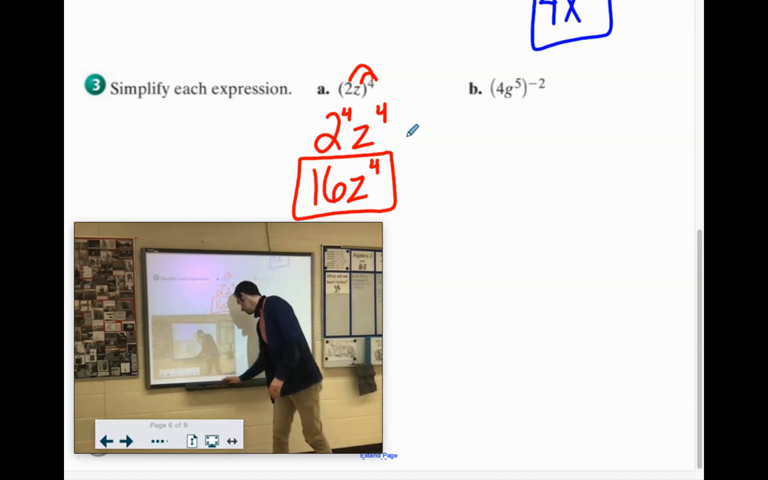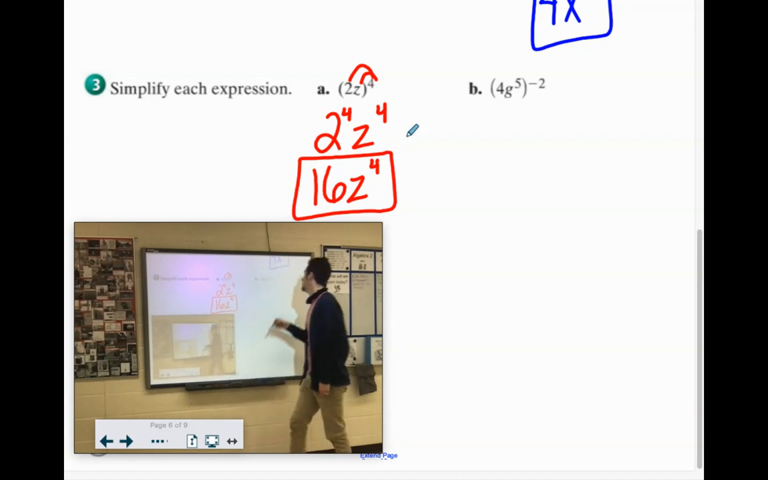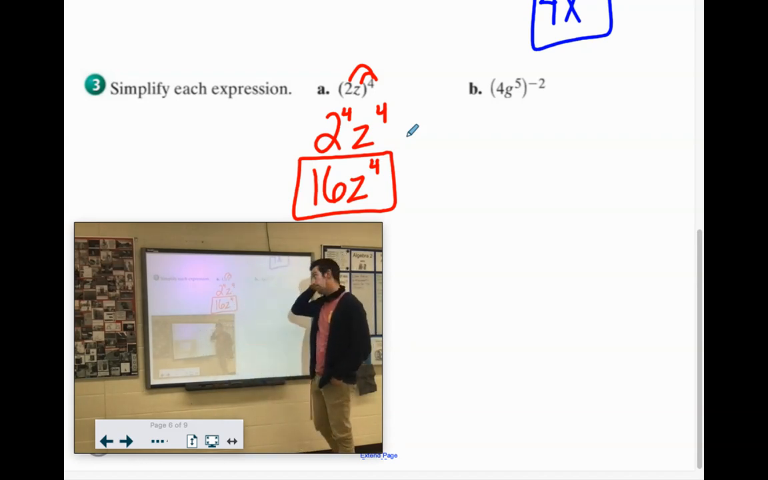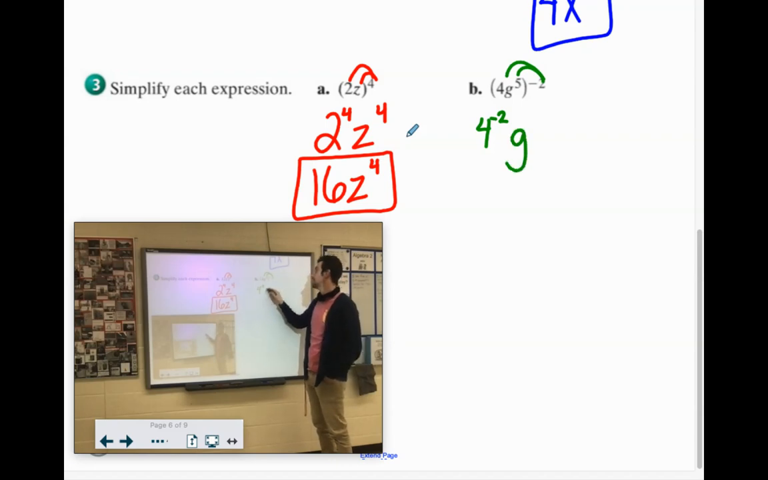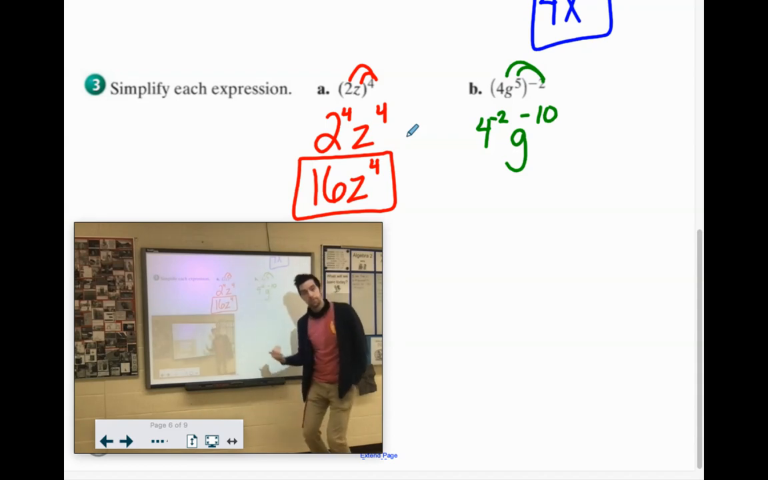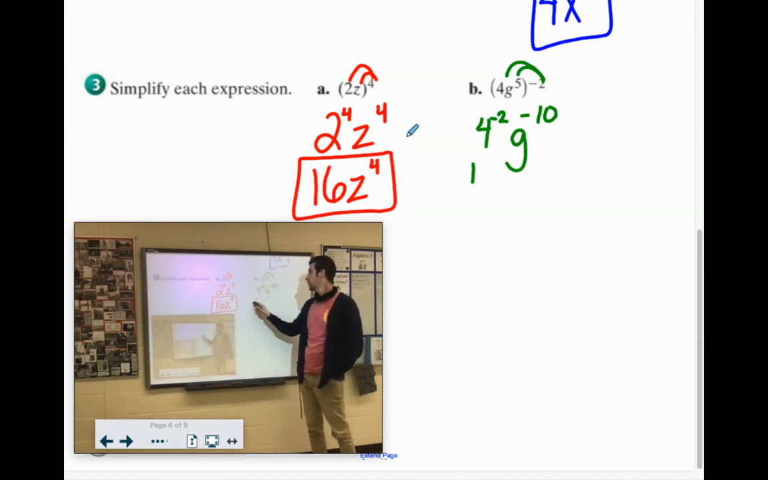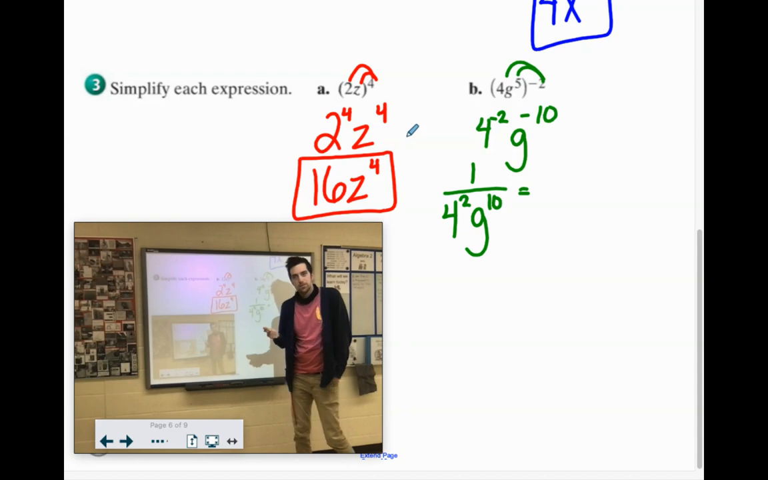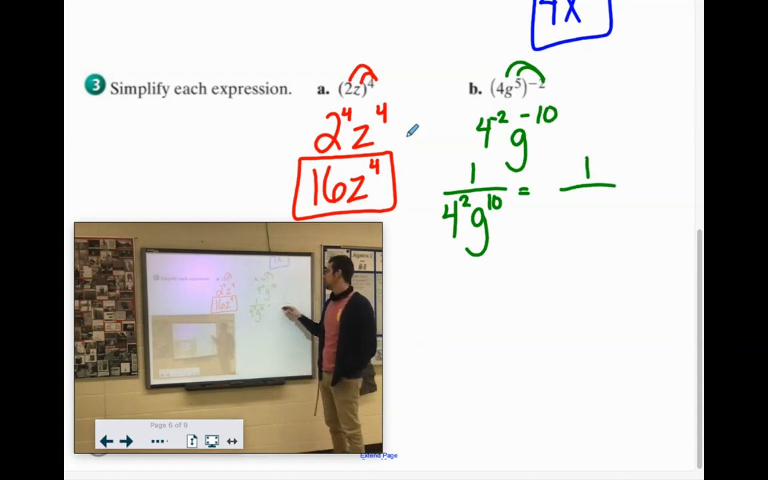pony boy. All right. Now this one, we have to give everything the negative second power. Oh boy. So we can give it to 4 to the negative second power. And for the g's, we'd have negative 10, because you have 5 times negative 2. So they're both negative, which means we'd have to drop them underneath a 1. So 1 over 4 squared, g to the 10th. And then we can do 4 squared. 4 times 4, that's 16. So 1 over 16 g to the 10th.